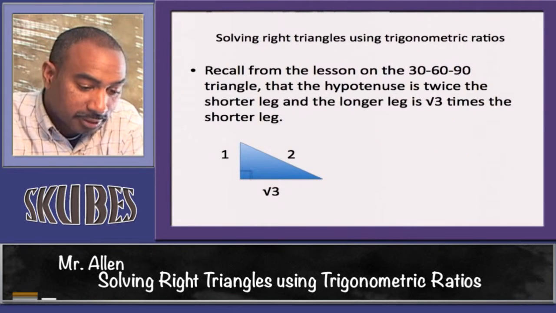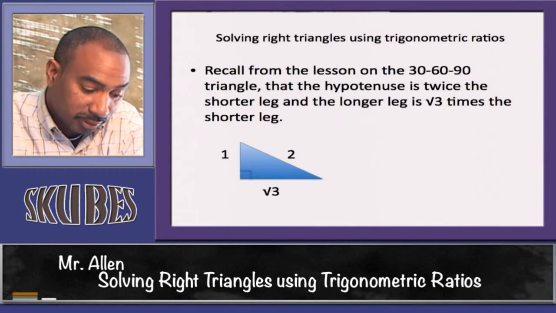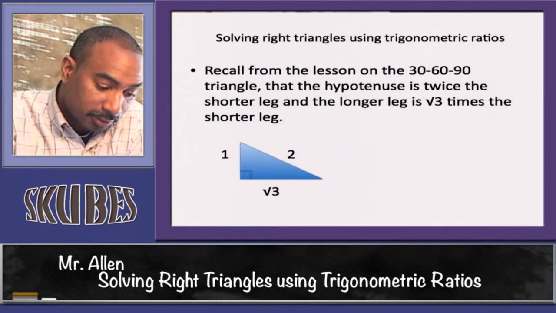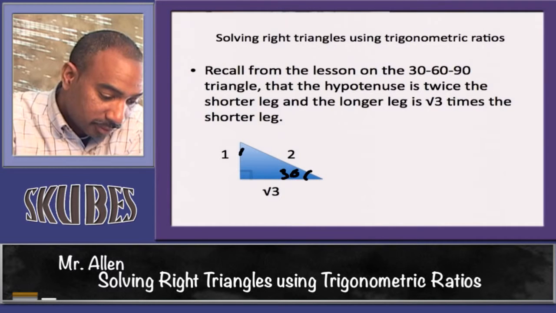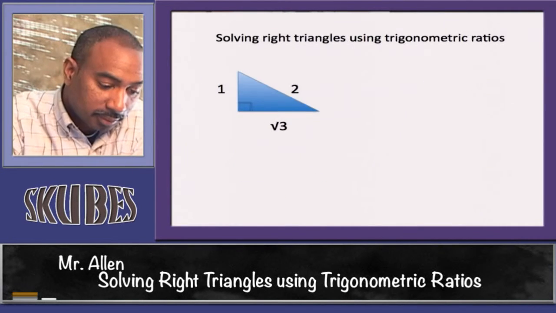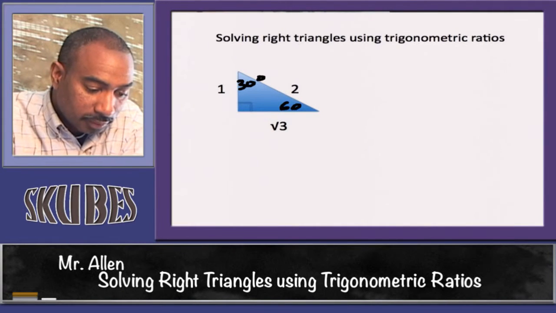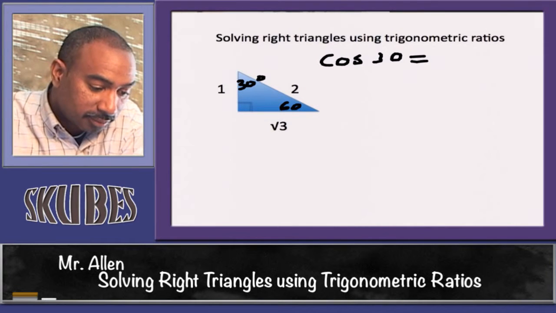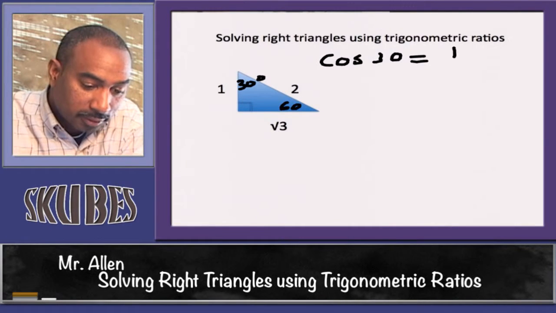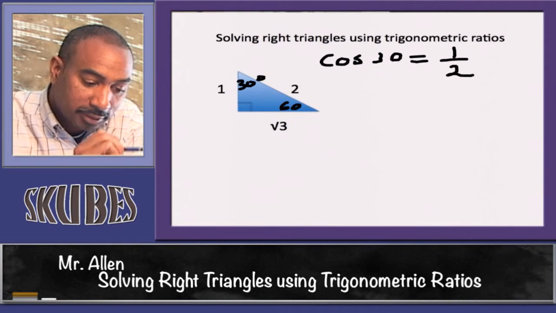Recall from the lesson on the 30, 60, 90 triangle that the hypotenuse is twice the shorter leg and the longer leg is square root of 3 times the shorter leg. So this would force this to be 30 degrees, and that's 60 degrees. If you want to know the trig values, let's say cosine of 30 degrees, that's this angle here, that's going to be adjacent. So that's going to be 1 over the hypotenuse.